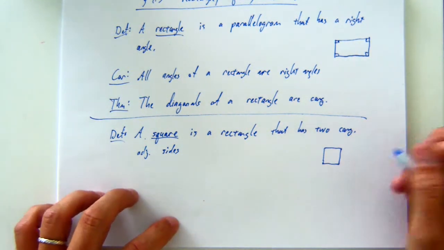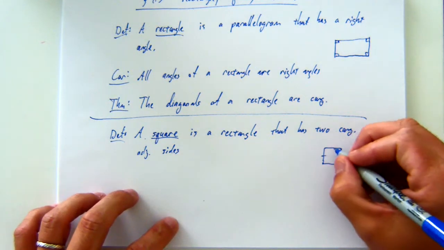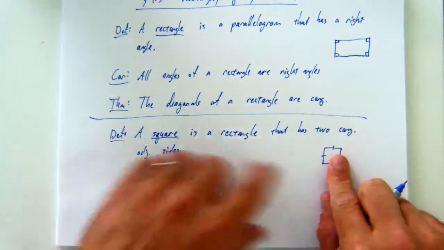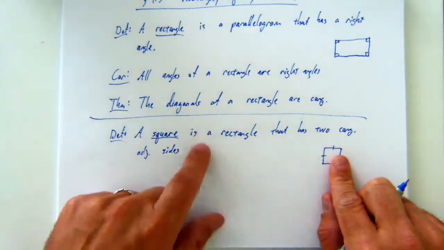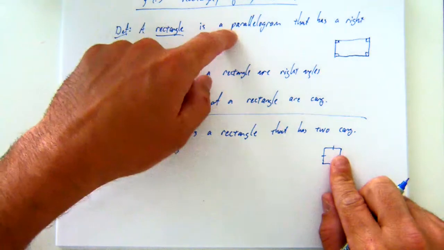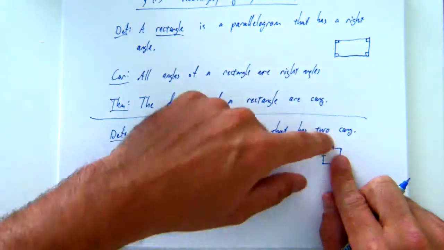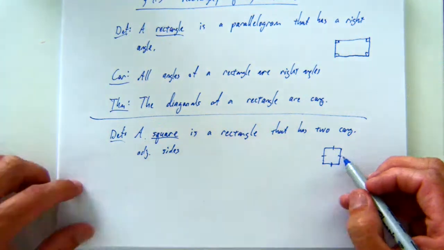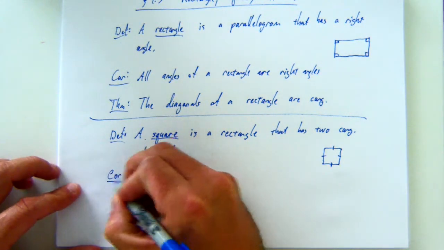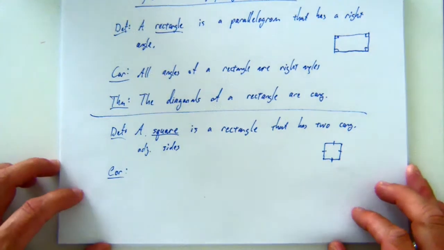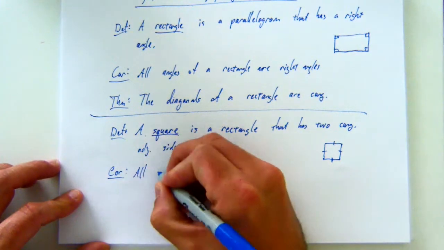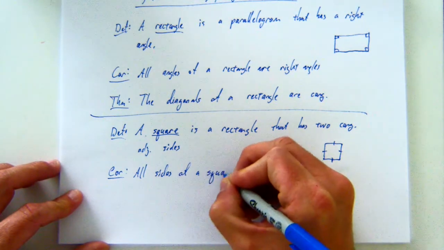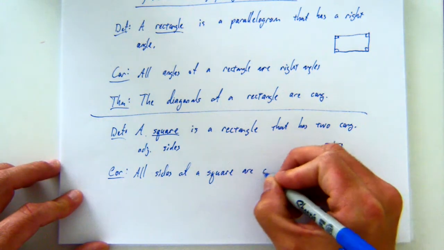Again, this is a little different than what we think of when we think of a square. Okay, so we think of a square as something like this, and we know that from a square we know that all the sides are congruent, but the definition only determines that two of them are congruent. But because it's a rectangle, and because it's a parallelogram, this top side must also be congruent to the bottom side, and likewise the left must be congruent to the right. So a corollary from this definition is what we typically think of as a square. All sides of a square are congruent.